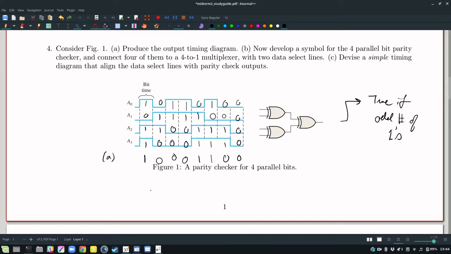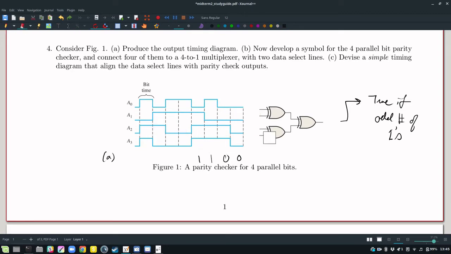So our timing diagram shows the first bit time goes up, 1, 2, 3, high for 2, low for 2, like that. So that's the timing diagram of this parity output.